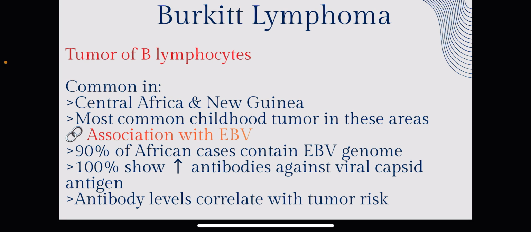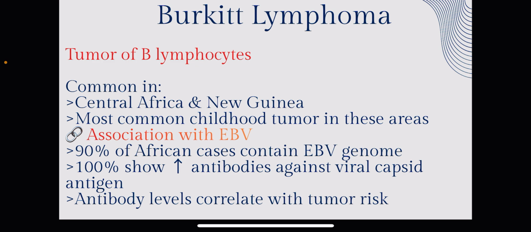Burkitt lymphoma is nothing but the tumor of the B lymphocytes. These are common in Central Africa and New Guinea. It is the most common childhood tumor seen in these areas. Now let's look at the association with Epstein-Barr virus.